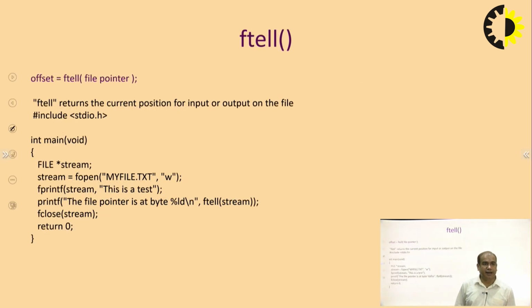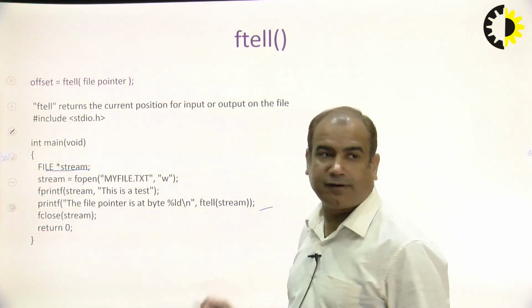Next is ftell. Ftell returns the current position for input and output of the file. So the offset value will be the ftell of the file pointer. So how are we going to use it? We are defining the FILE star stream as a file pointer and stream equal to fopen. So we have to test that file and we have to define the stream.